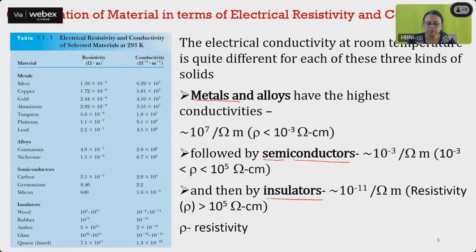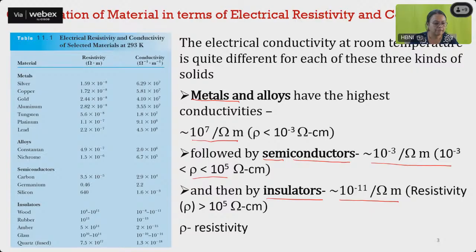At room temperature, the metals have the highest conductivities, of the order of 10 to the power 7 per ohm meter. This is followed by the semiconductors, with conductivity around 10 to the power minus 3 per ohm meter, and resistivity less than 10 to the power 5 ohm centimeter. And finally, there are the insulators, which have very high resistivity and very low conductivity. Conductivity is like 10 to the power minus 11 per ohm meter, and the resistivity is very high, above 10 to the power 5 ohm centimeter.